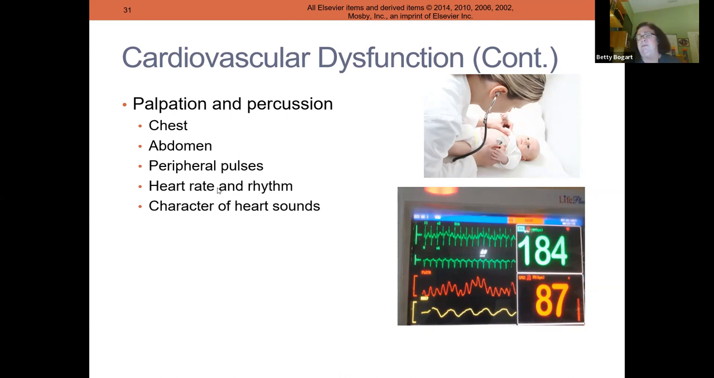Again, we're going to look at the abdominal breathing, looking for pulses everywhere if they have any. And the heart rate is going to be a thing that we look at. And of course, what are those heart sounds? Do you hear a murmur?